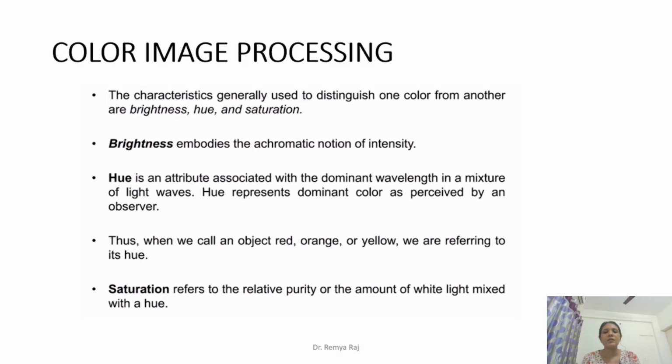Another color model is the HSI model, that is hue, saturation, and intensity. Intensity, or we'll call it brightness, embodies the achromatic notion of intensity. Hue is the attribute associated with the dominant wavelength in a mixture of light waves. So hue represents the dominant color as perceived by an observer. In a mixture of colors, what will be the dominant color in that particular scene? That gives you the hue.